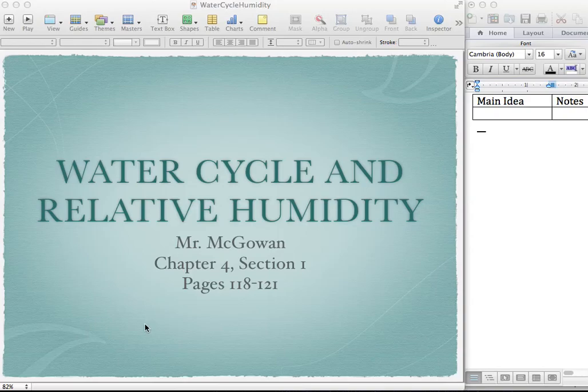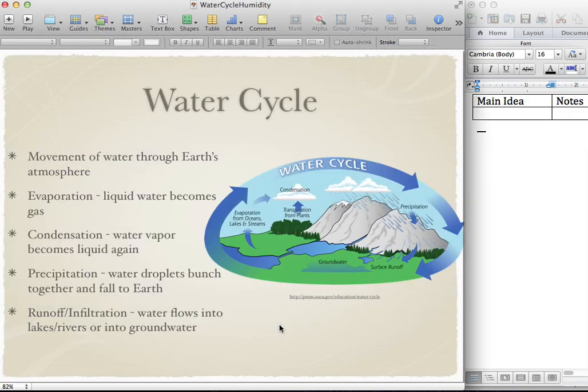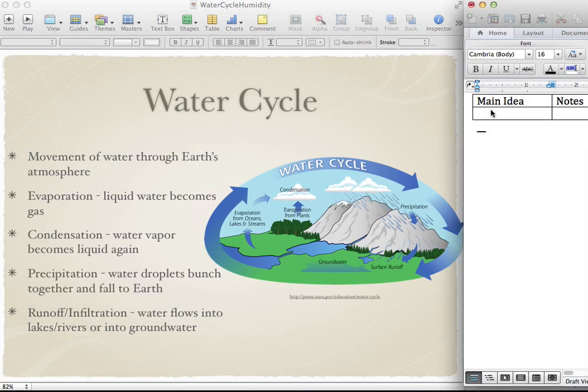how water moves in the Earth's atmosphere, and also how it gets there and how we measure it. So the first bit will be some review, and then there'll be some new material. So to start, we'll look at the water cycle. This should be a review for most of you. This shows how water moves between the Earth and its atmosphere.